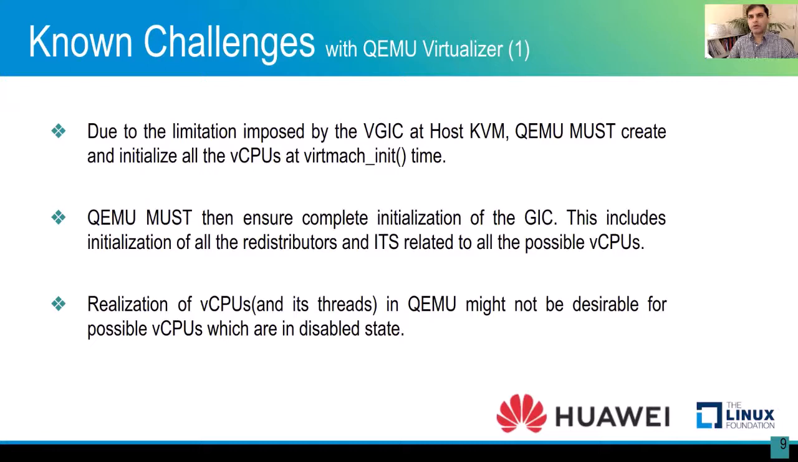So at the QEMU level, because there's a limitation imposed by the vGIC at the host KVM level, QEMU must create and initialize all the vCPUs at the machine init time. Now, this has a ripple effect, because QEMU must then ensure the complete initialization of the GIC as well. This includes initialization of all the redistributors and ITS related to all possible vCPUs. Realization of vCPUs and its threads in QEMU might not be desirable for possible vCPUs which are in disabled state.